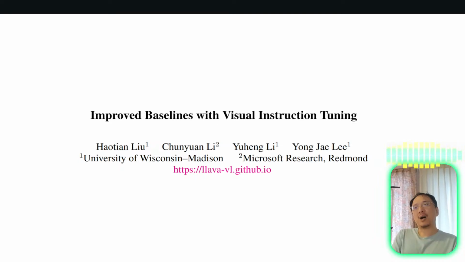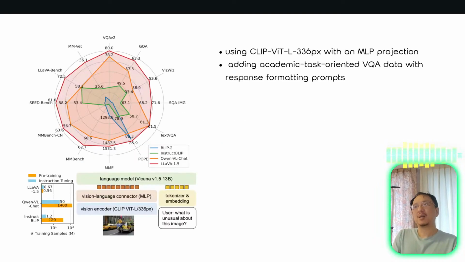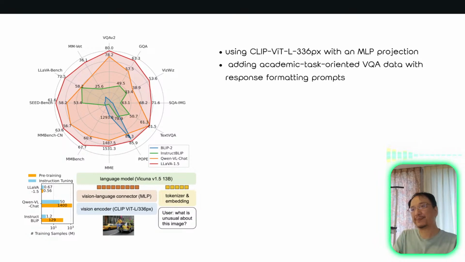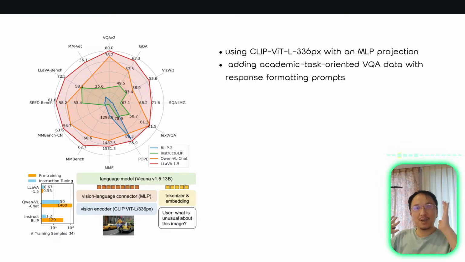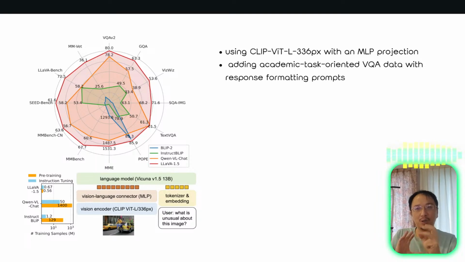This one is LLaVA 1.5, the new LLaVA. This does not change a lot from the original LLaVA. Pretty much the same. It only has two differences. One difference is that it uses a higher resolution image. In the original LLaVA, it takes the picture at 224 by 224, so the resolution is only 224 by 224.